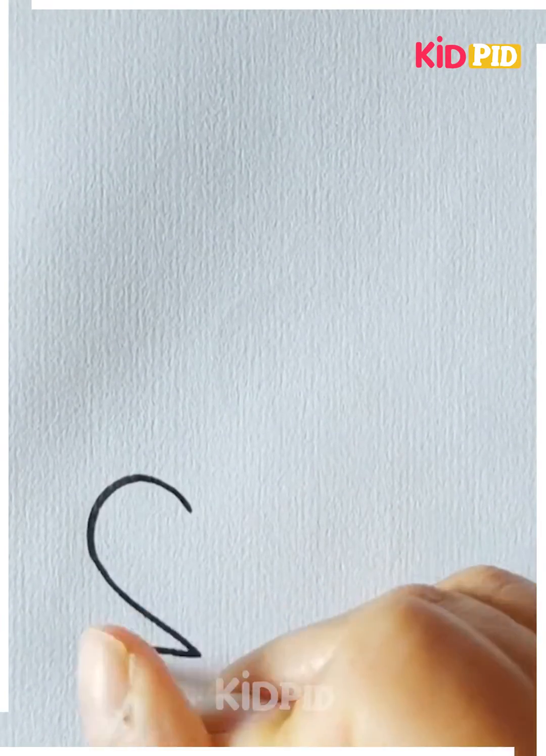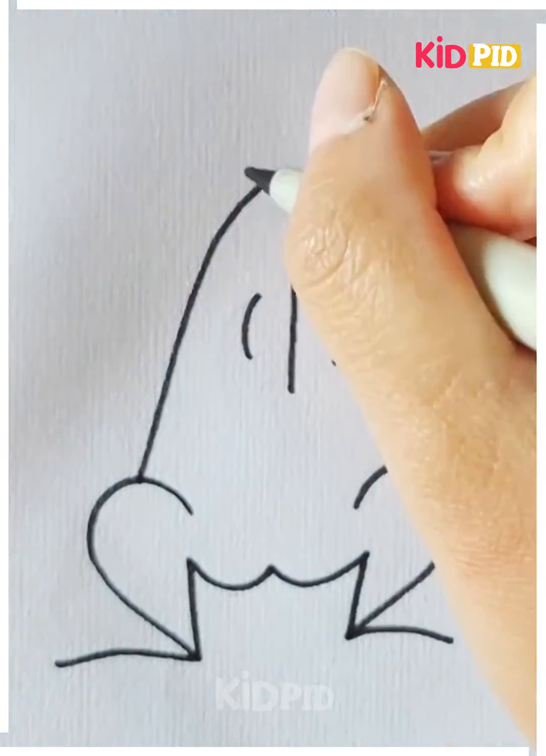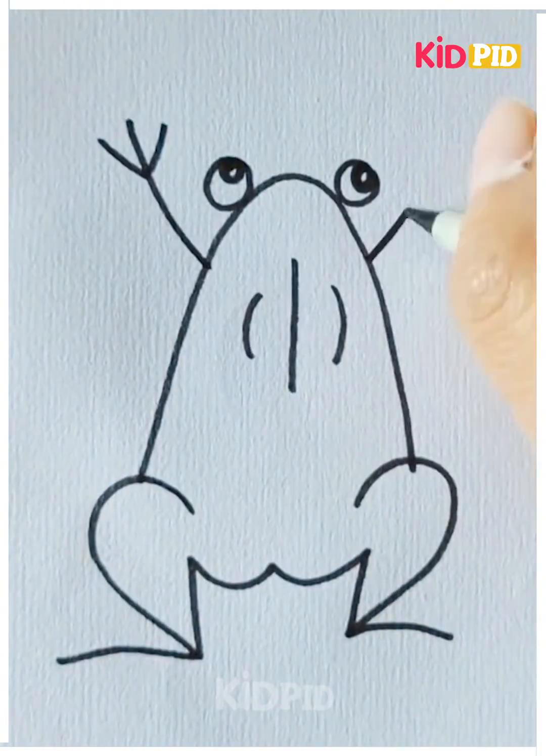In this video, we will learn how to draw a frog with the help of a number 2, which is opposite there, and finally it is completed.